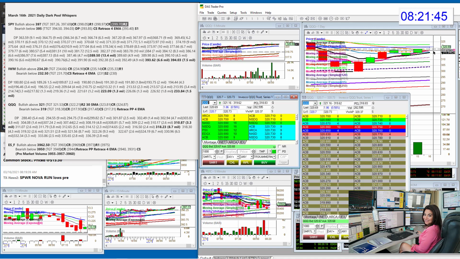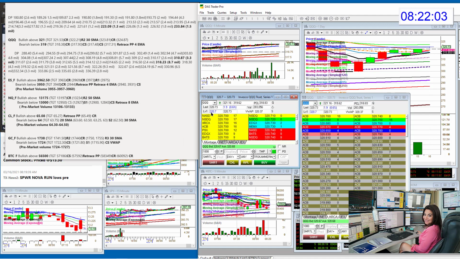And the Qs. Qs are just touching down on the 50 simple moving average, or I should say up to it. If you can break above, my next target would be the 30 simple. So bullish above 321 and bear below 319 for a retracement back down to the 4 EMA.